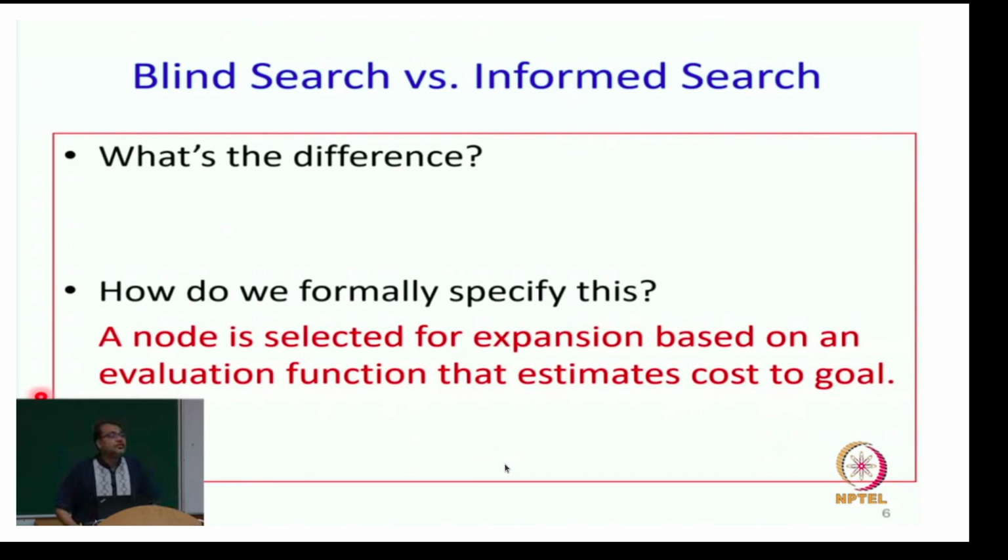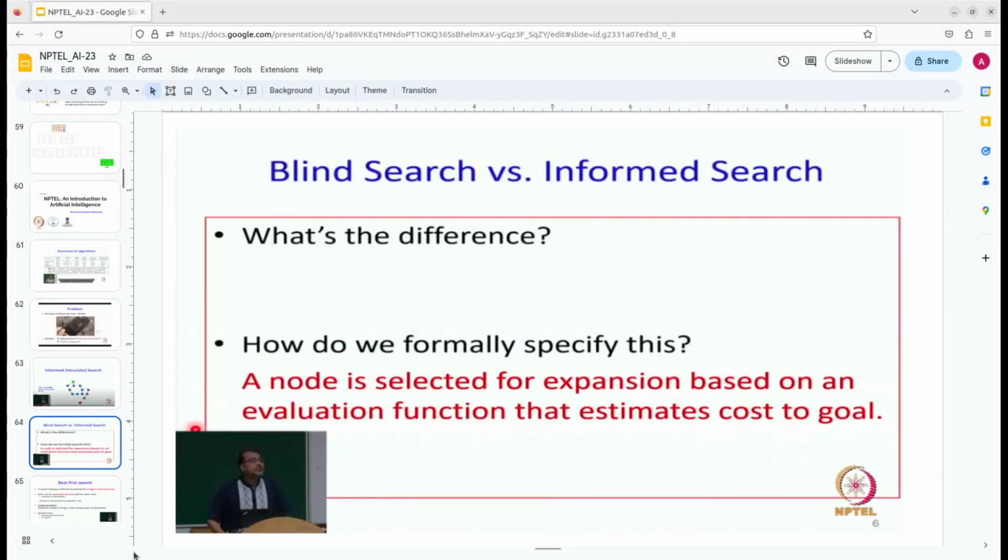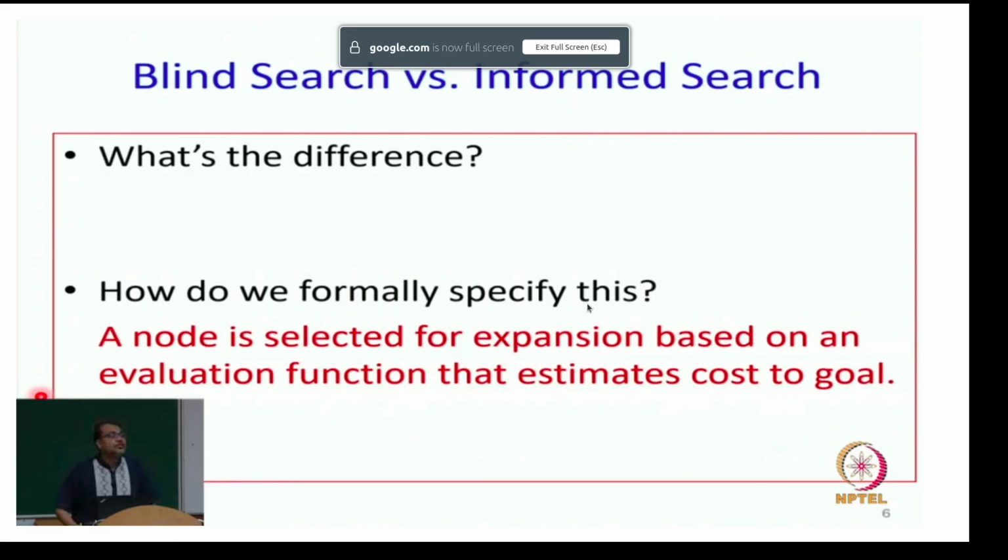So till now we have read about blind search. BFS, DFS, whatever you have read, they were blind search. No information has been given. Now from blind search we are going to informed search. So what will we have? We have this extra information.